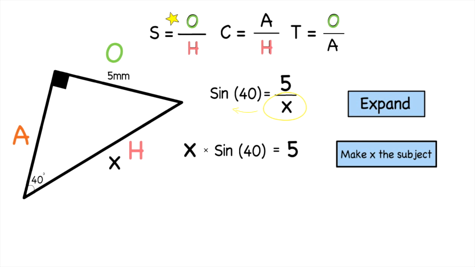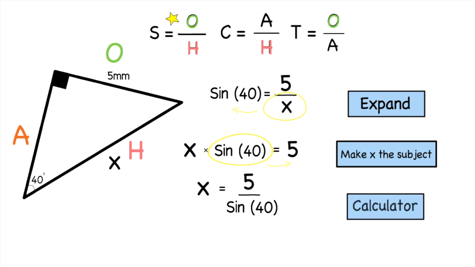Now I can move sin 40 to get x completely on its own. The sin 40 is being timesed on the left-hand side, so if I do the opposite thing on the right-hand side, I can move it. So now it's going to be 5 divided by sin 40, and that gets me x on its own. At this stage, I can put things into a calculator, so I'm going to do sin 40, find out the answer for that, and then 5 divided by the answer.